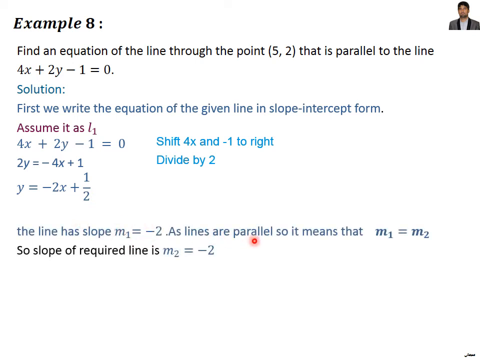And as lines are parallel, the slope of first line and second line is equal. So the slope of required line is m2, which is -2. So now we can use here point slope form. y minus y1, which is 2, is equal to -2 times (x - x1), which is 5. Simplify this equation: -2 times x is -2x, -2 times -5 is 10. Move -2 to the right side. Simplify it further, and this is the final equation of line in slope-intercept form.